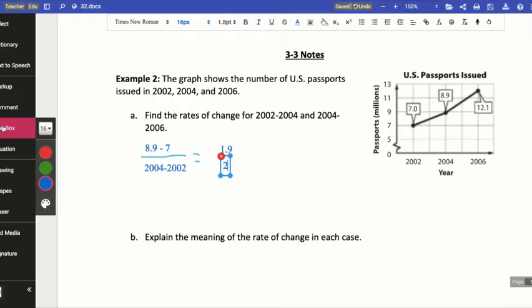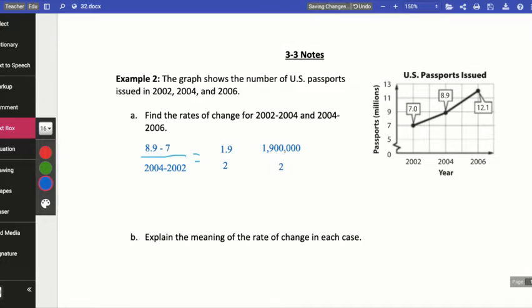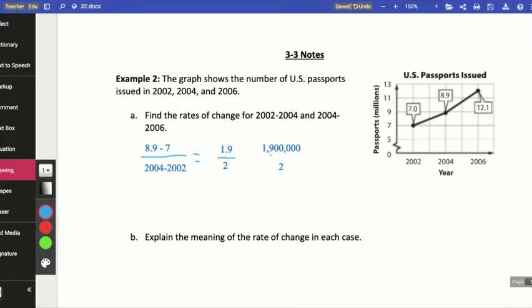And when I divide those numbers, or you could rewrite this as millions right away, knowing that these are millions of passports, you could write this as 1,900,000 divided by 2. Either way, you just have to remember that these were millions of passports.